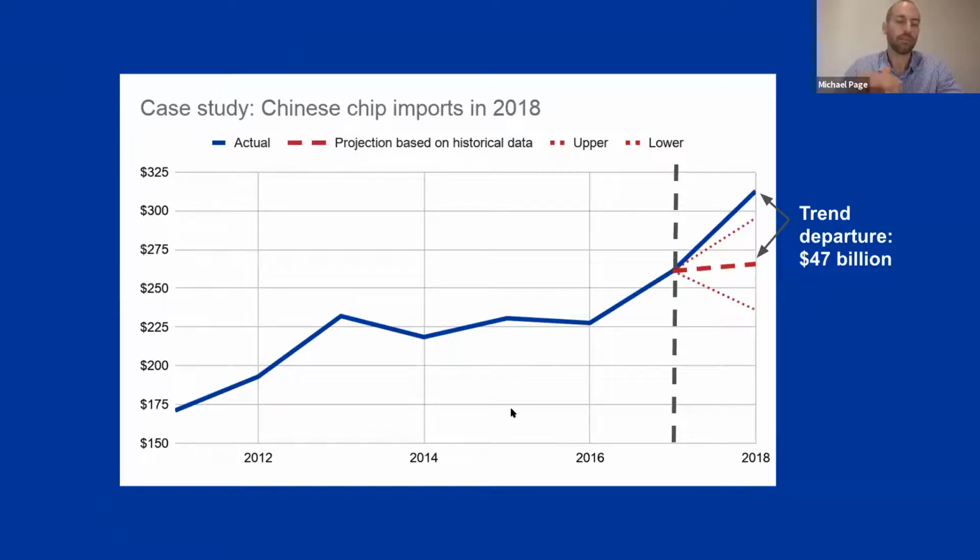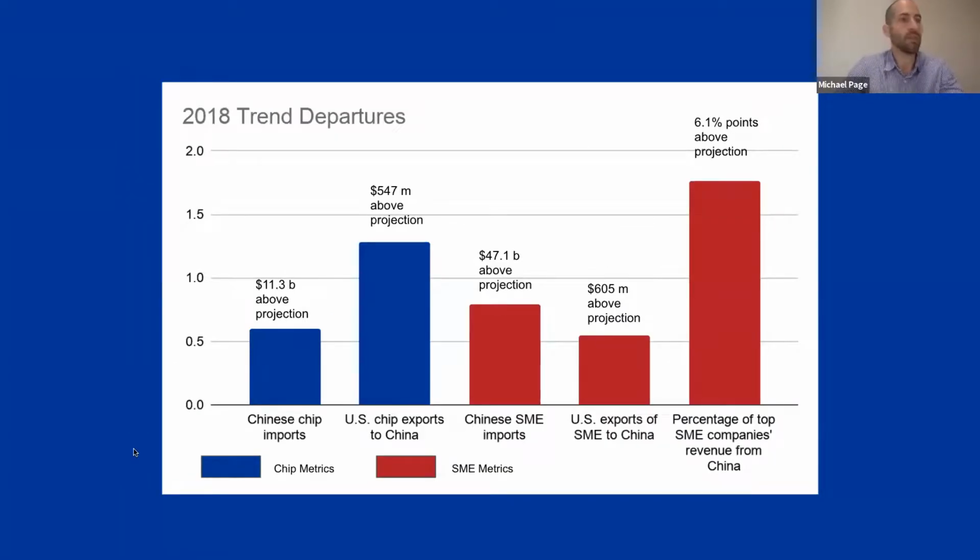So let's look at what happened to each of the 5 metrics that SAFE selected in 2018 after we normalize it in that way. Here's what happened. The vertical axis is that normalized unit I was mentioning. The numbers at the top are the absolute amount that each of these metrics exceeded what we would expect based on historical data. We can see that they all exceeded what we'd expect by quite a lot. So there were significant trend departures across the board on these 5 metrics.